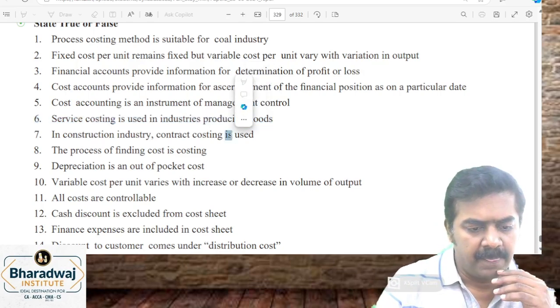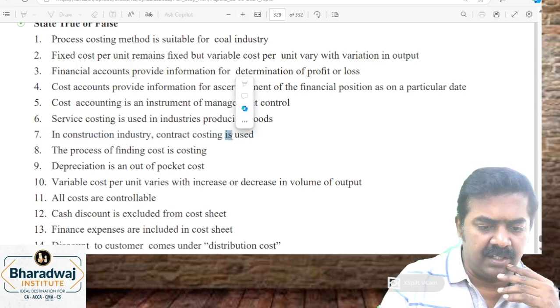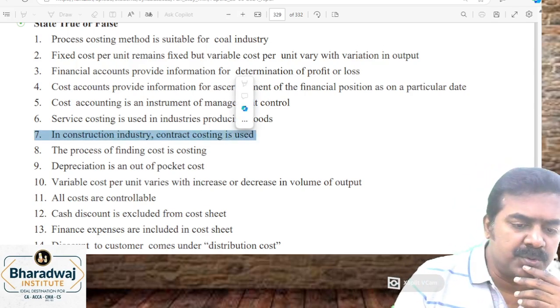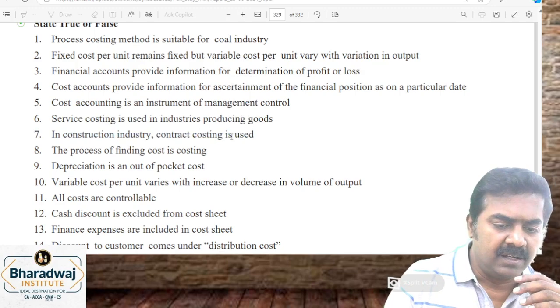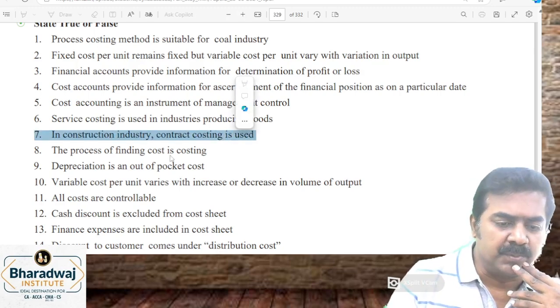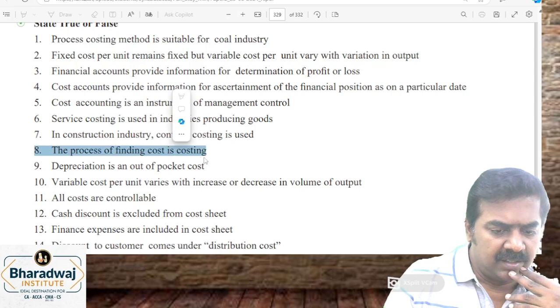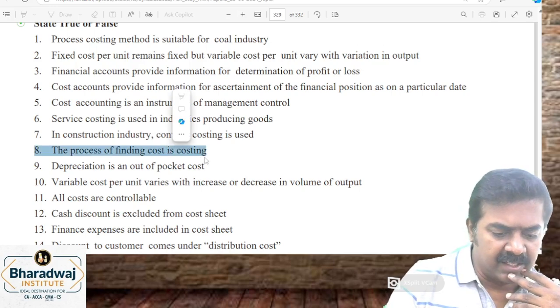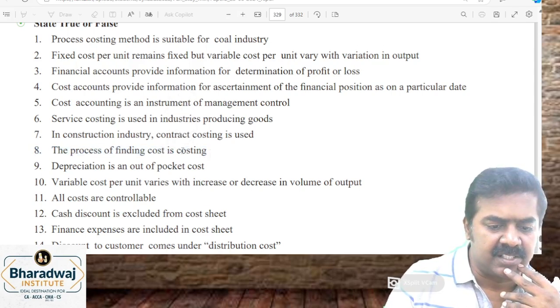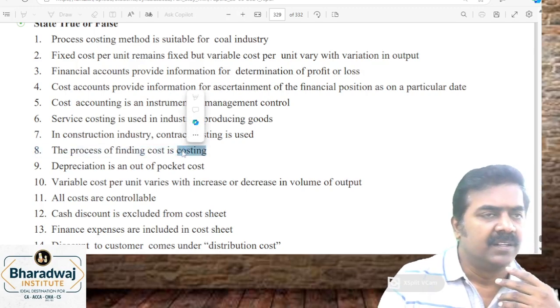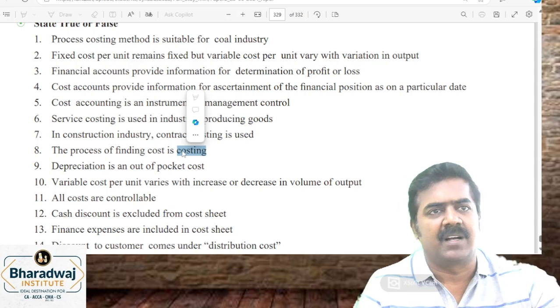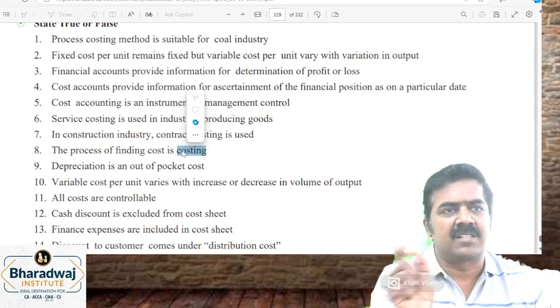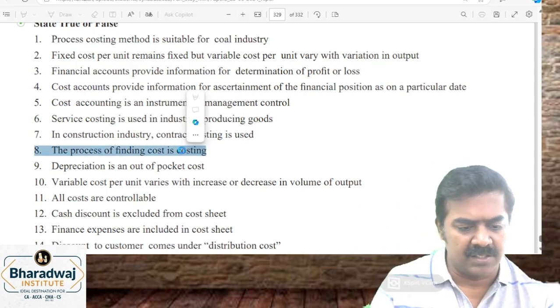Seventh part. In construction industry, contract costing is used. True. The process of finding the cost is costing. True. For example, you are manufacturing something or rendering service. Find out the cost of rendering the service. That is what is called costing.